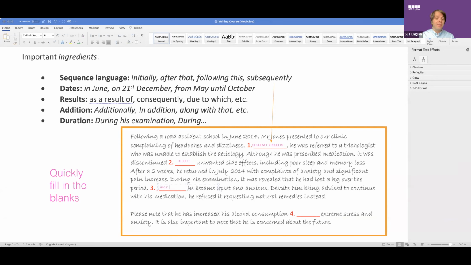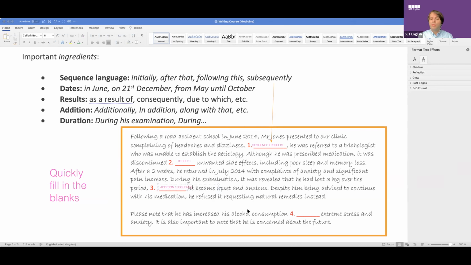So what's that? Addition. Is that okay, or should it be sequence here? What do you think? What's better here, addition or sequence? During his examination, it was revealed that he lost weight. Yes, here addition is okay, right? But also we can use sequence if we want.